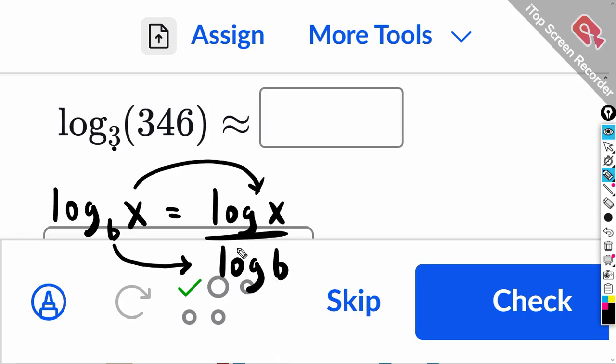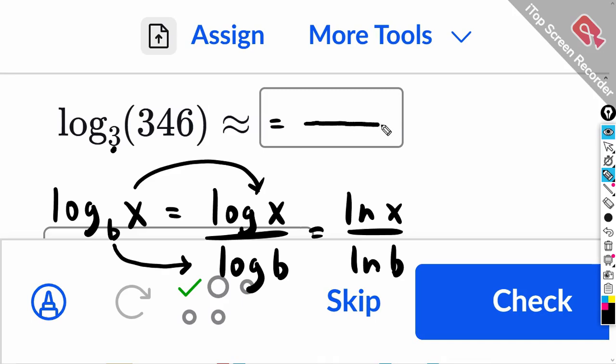Now, as far as these logs are concerned, it does not matter which base you use as long as they match in the numerator and denominator. Okay? You could also say ln of x divided by ln of b. Okay? It's the same thing. It's the same answer. And the point of this is to get this in either log form or natural log form, because most calculators have natural log and standard log, but they don't have log base 3. Okay, so let's apply the change of base rule here. We're going to make it a fraction.